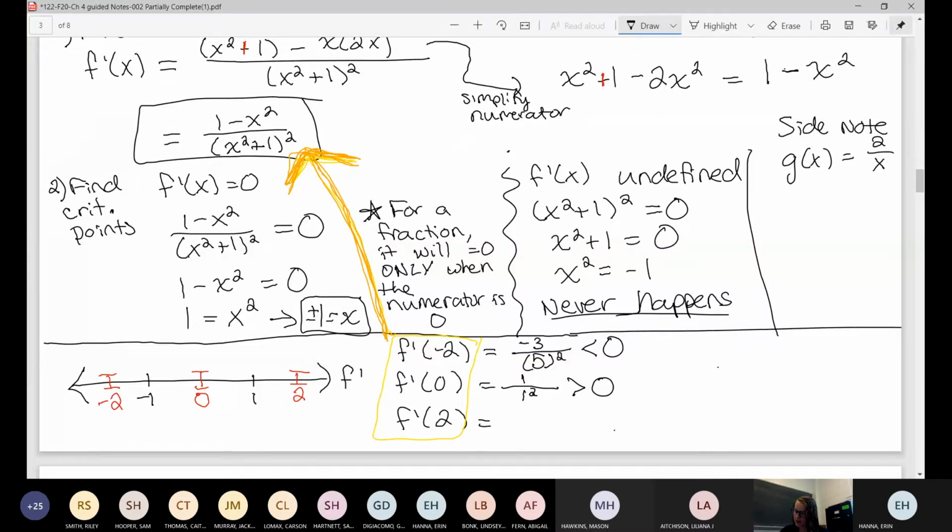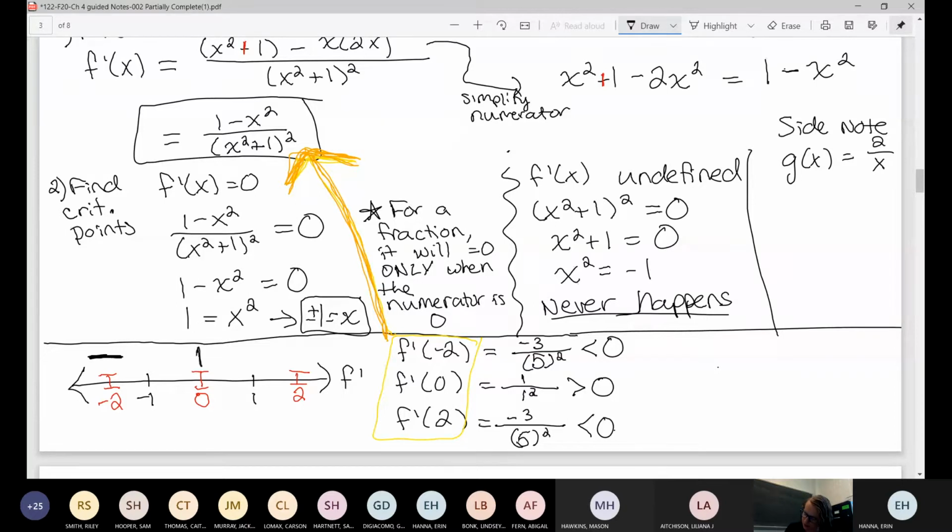And then if we plug in -2, we'll get 1 minus 2 squared. So 1 minus 4 is -3. 2 squared plus 1, so 4 plus 1 is 5. So we'll have 5 squared in the denominator. That's negative. So when I plugged in -2, I got a negative number. So let me put a negative on top of that -2 on my number line.